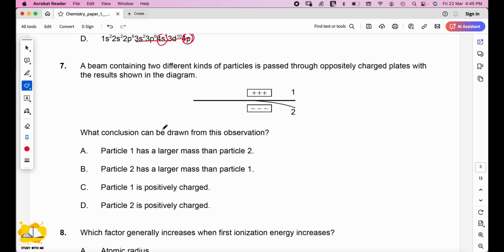For C, particle 1 is positively charged, and for D, particle 2 is positively charged. So the answer will be D, because particles with a positive charge are attracted to a negatively charged plate and vice versa. Thus, particle 2 must have a positive charge. So that's why the answer is D.